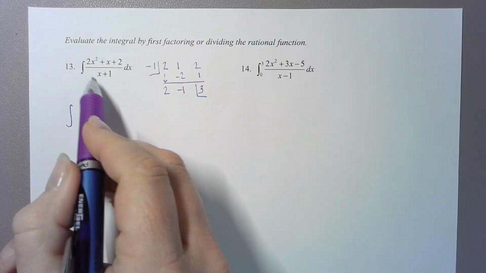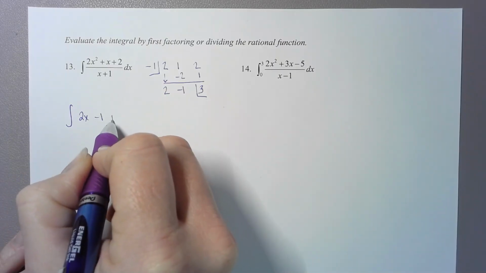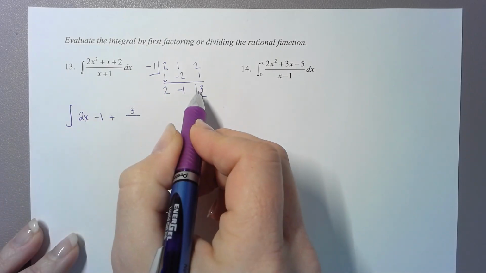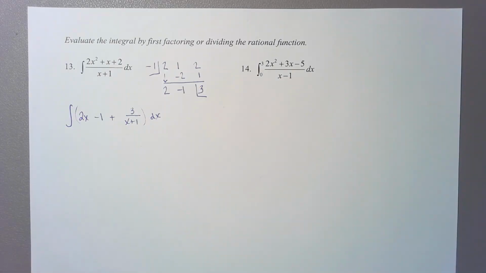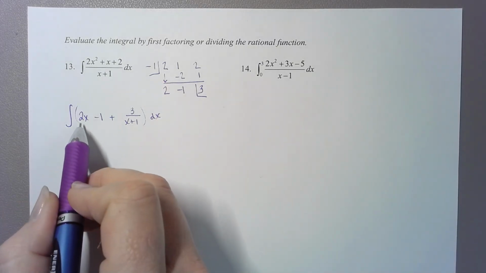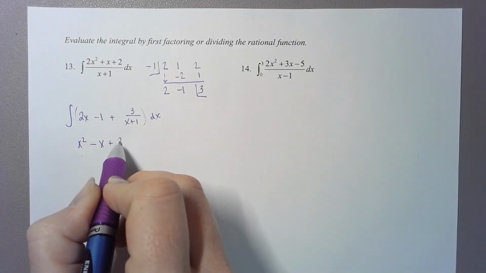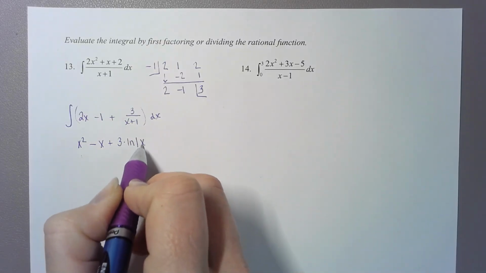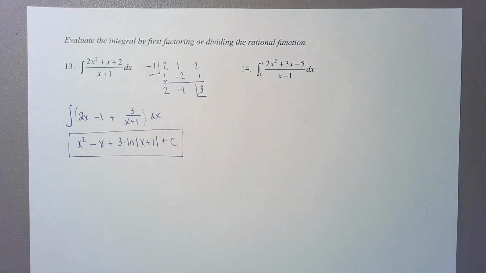All we've done is to rewrite this into a 2x minus 1 with a 3 over x plus 1, right? There's my third term. But now it's 3 terms to take the antiderivative of. So the antiderivative of 2x is x squared. The antiderivative of negative 1 is negative x. The 3 stays in front, and that parent function is 1 over x. The antiderivative is natural log of the absolute value of x plus 1 plus c.